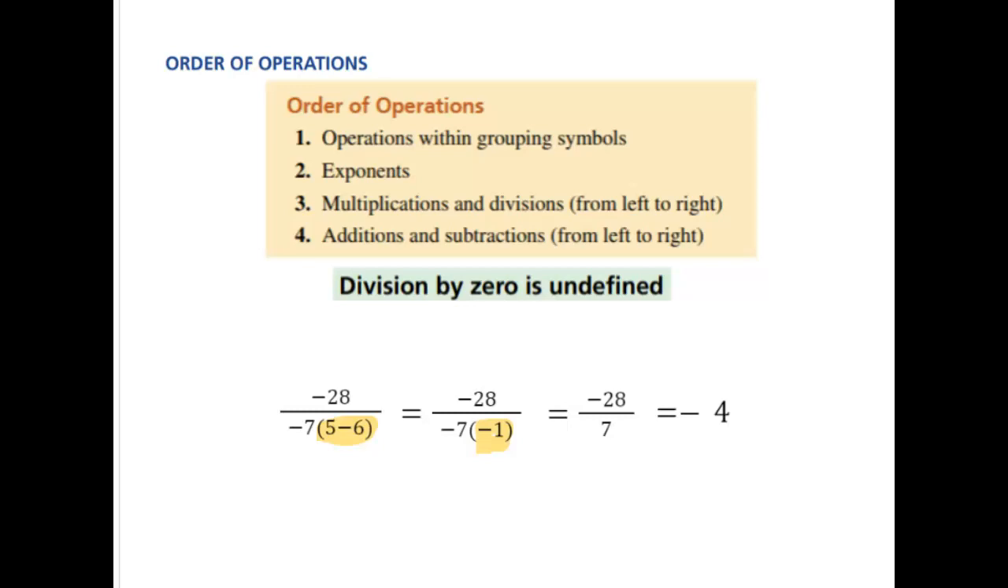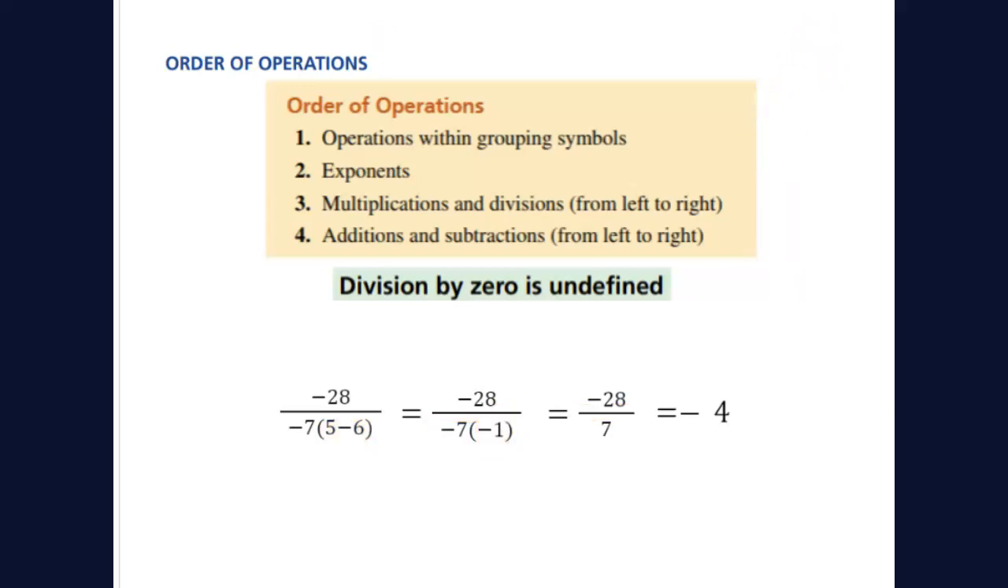Now, I know you may not think of it as a grouping symbol, but the division bar here acts as a grouping symbol. So this division bar, here's another grouping symbol. So it's taking negative 28 divided by negative 7 times negative 1, and we're getting negative 28 divided by positive 7, because we know a negative times a negative is positive, and then we do our division, and our final answer is negative 4. I hope this helps.